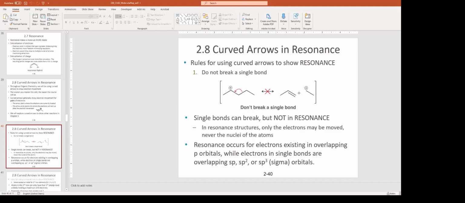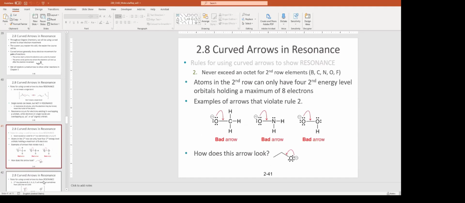So resonance then is when there's overlapping p orbitals, for example. So sp, sp2, okay? sp3 only when they are lone pairs, as we're going to see, or where there's a place to take them. Rule 2. This goes without saying. You never exceed the octet rule for any elements in the second row of the periodic table. Boron, carbon, nitrogen, oxygen, fluorine.